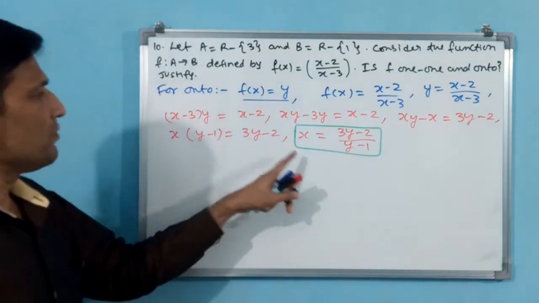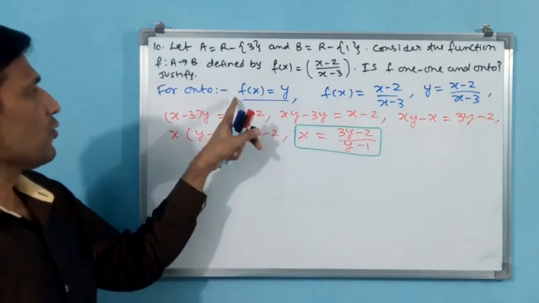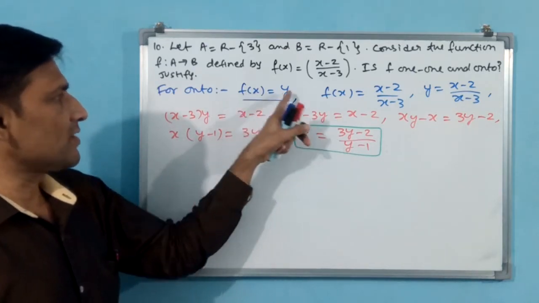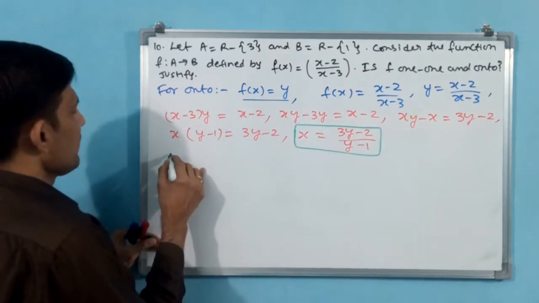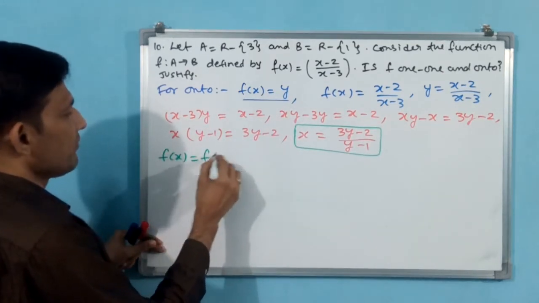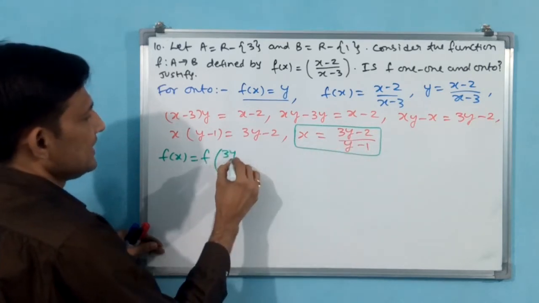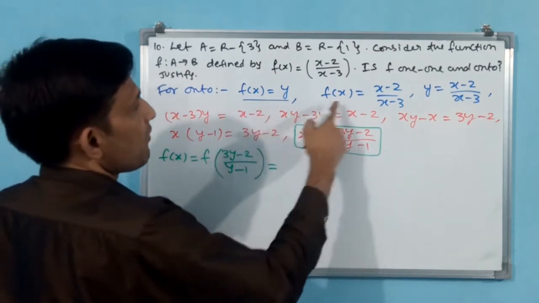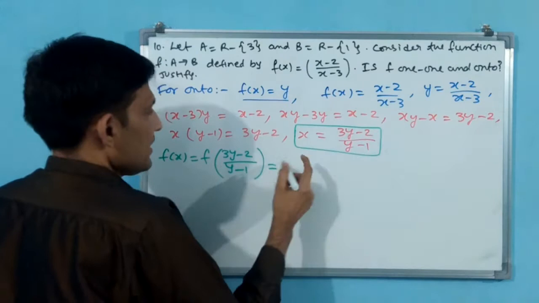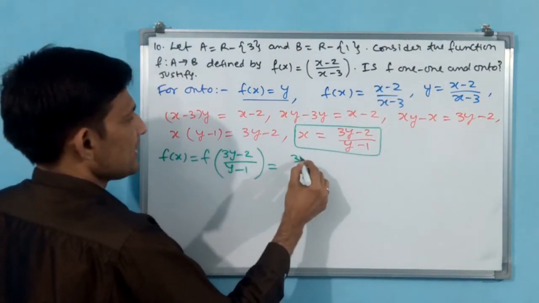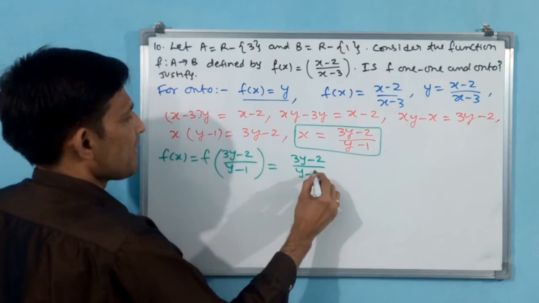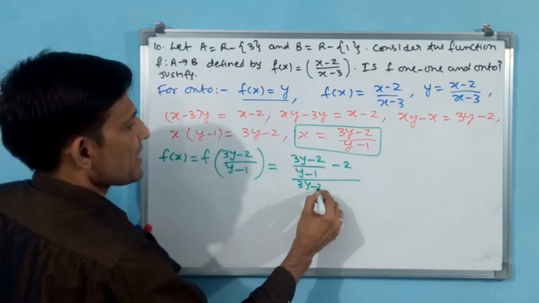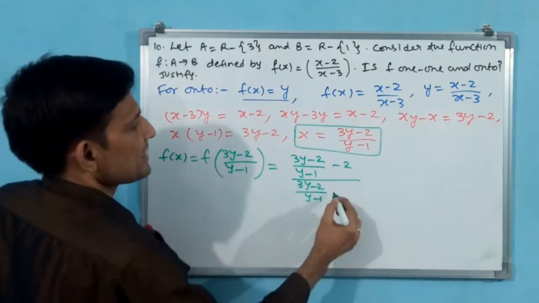Now you keep this in box. Now you show that f of x is equal to y. If you keep this x as x, then y should come. f of x is equal to f of, what is x? 3y minus 2 by y minus 1. That is equal to, you see, f of x is equal to x minus 2 by x minus 3. That means x, this one you have to write: 3y minus 2 by y minus 1 minus 2, divided by 3y minus 2 by y minus 1 minus 3.